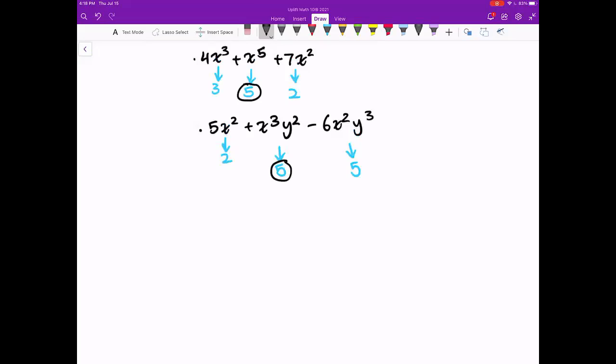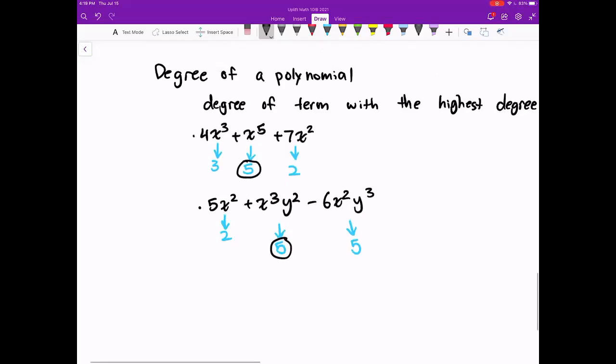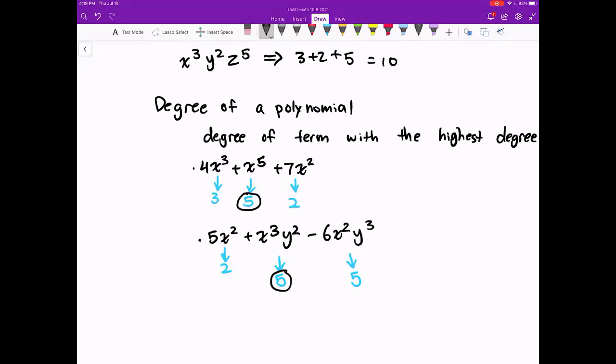Where the degree of the polynomial comes into play is when we are writing out a polynomial, standardizing it. We usually write a polynomial with the highest degree terms first, and the lowest degree terms last. Using the example of 4x cubed plus x to the power 5 plus 7x squared, if we rewrite that with the highest degree first, we write x to the power 5 plus 4x cubed plus 7x squared. It doesn't really matter, but we just tend to like having the highest degrees first.